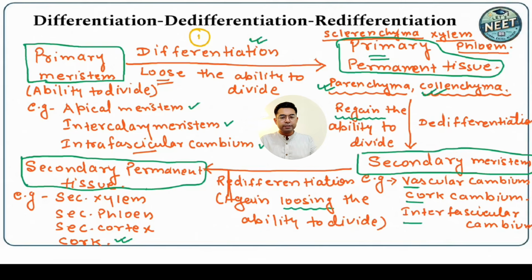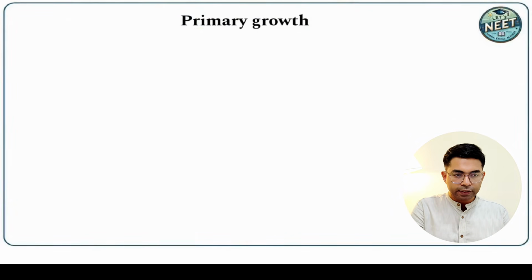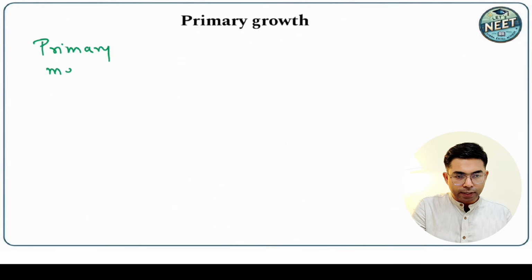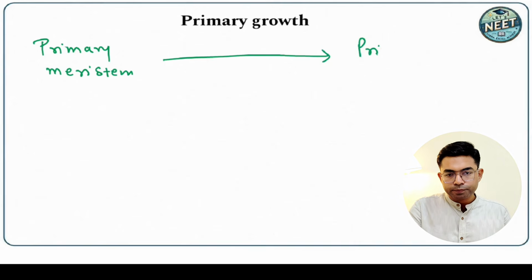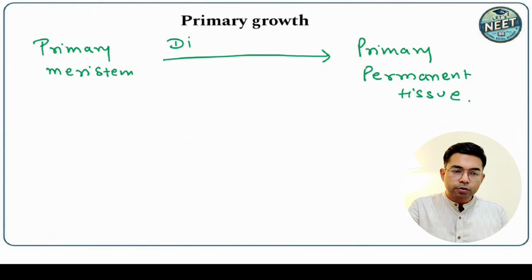Now, overall, if we have this idea, then let's see how this is related to primary and secondary growth. Although secondary growth is not a part of the syllabus, still the basics of secondary growth you have to study, as given in NCERT. So if we say primary growth, we have just seen that there was primary meristem, right? When this primary meristem formed primary permanent tissue, this formation of primary permanent tissue is called primary growth.